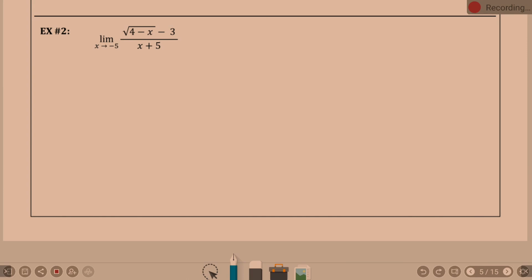I don't know, but that's not what we're going to do today. We're going to look at L'Hopital's. Now, first of all, do a quick plug-in. What are we getting? Because you can't use L'Hopital's unless you get an indeterminate form. 4 minus negative 5. 9, square root of 9 is 3, 3 minus 3 is 0, over 0. Are we going to get 0 over 0?